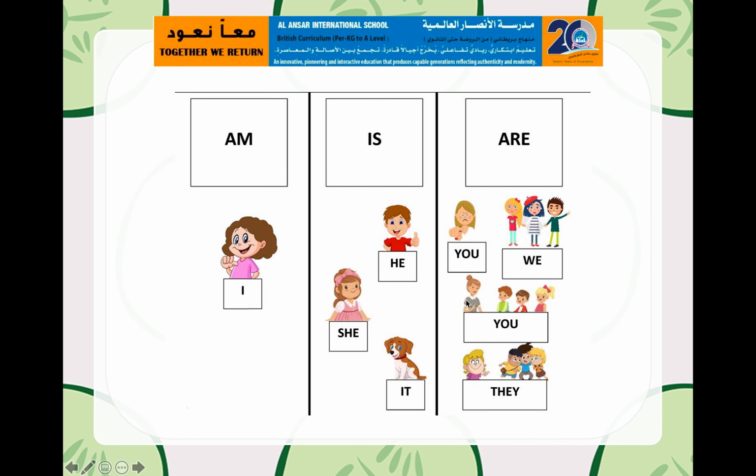These pictures will help you understand how to use the helping verbs am, is, and are. When the sentence begins with I, you will use am. If you are speaking about one person or one thing, you will use is. If you are speaking about more than one person or more than one thing, you will use are. An extra rule is if you are using the word you at the beginning of the sentence, you will use are.